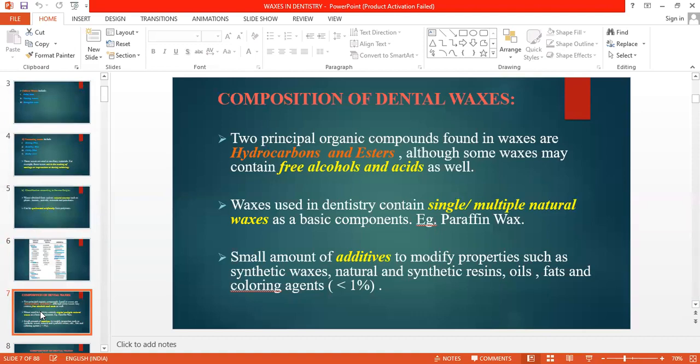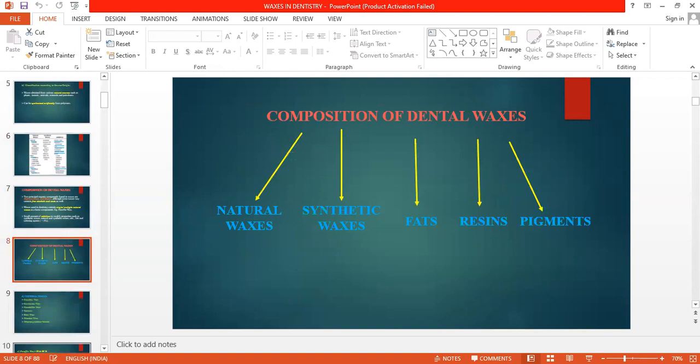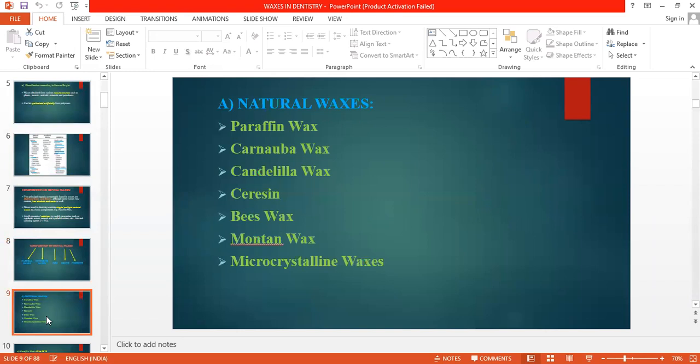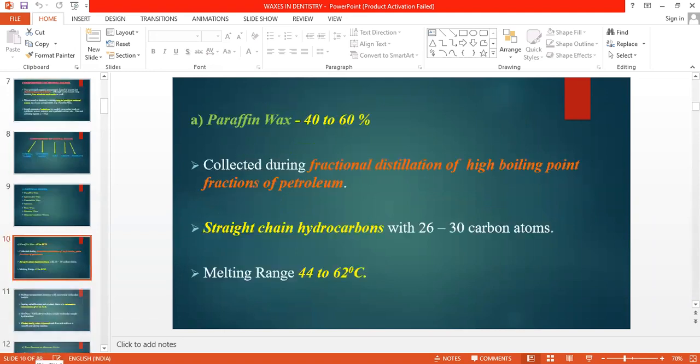Next one is the composition of dental wax. It is mainly composed of hydrocarbons and esters. Also, it contains free alcohols and acids. So, dental wax is mainly comprised of natural wax, synthetic wax, fats, resins, and pigments. Natural wax can be paraffin wax, carnauba, candelilla wax, resin wax, bee wax, montan wax, and microcrystalline wax.